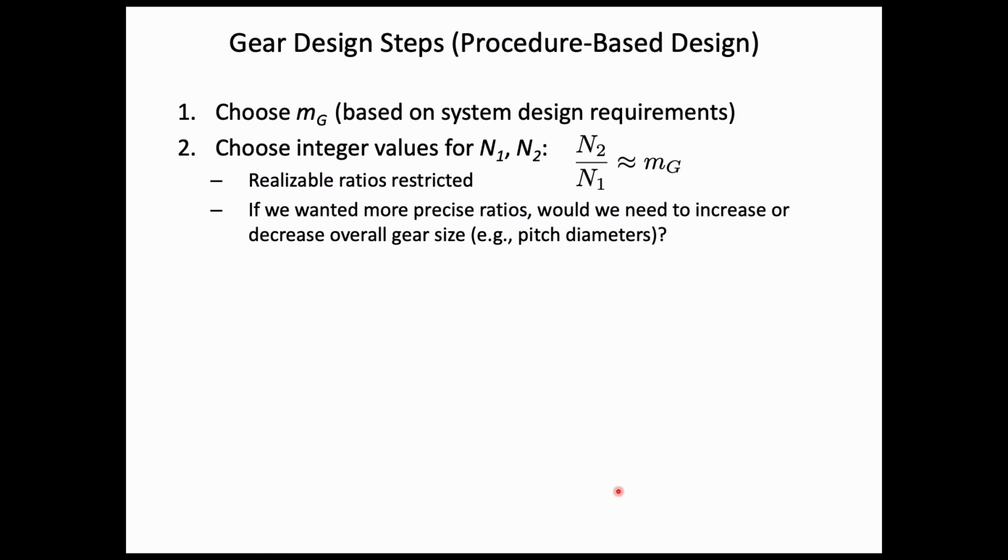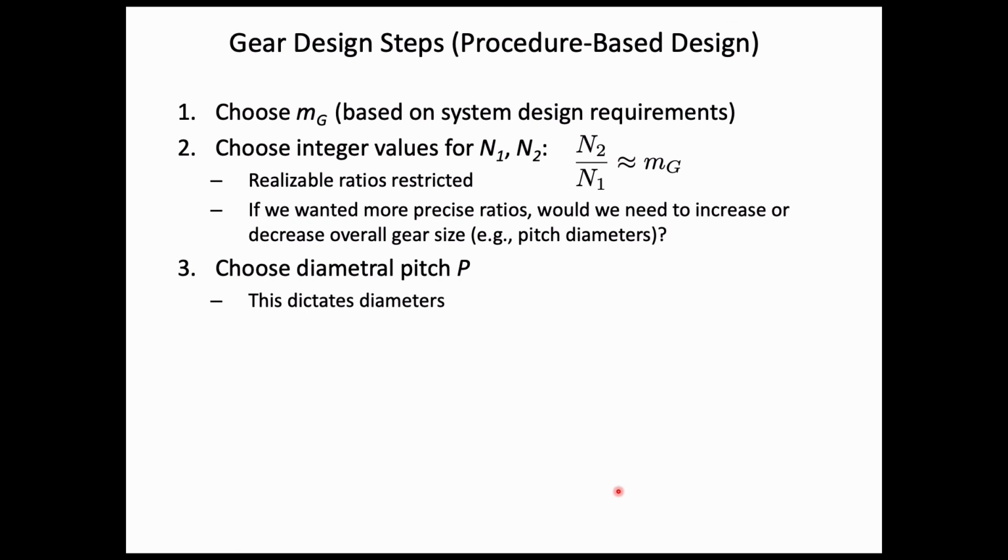Because of strength and kinematic requirements, there is a limit on the number of teeth that we can have on any given gear. If we need to increase the number of teeth on a gear, it turns out that we may need to increase the diameter or the overall gear size. Step 3 in this process is to choose the diametral pitch, which is essentially the inverse of the pitch. And this is going then to dictate the diameters of the gears.